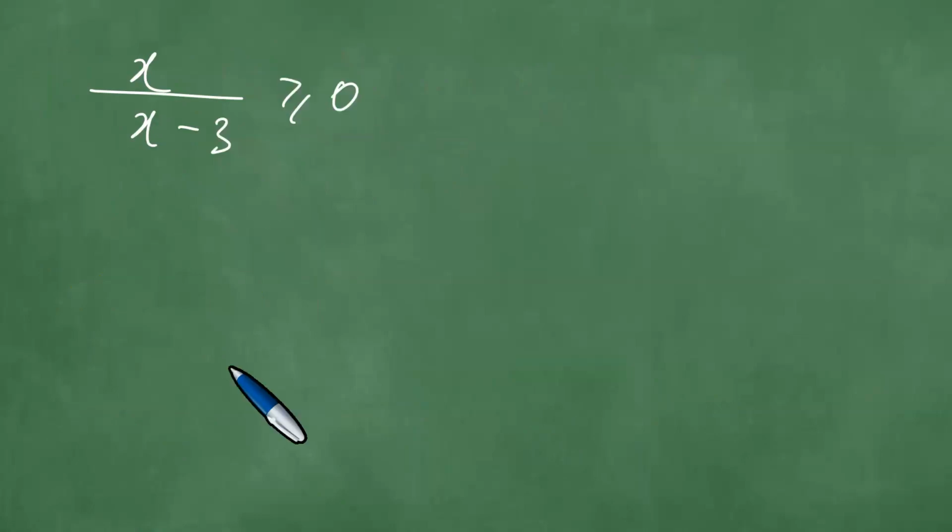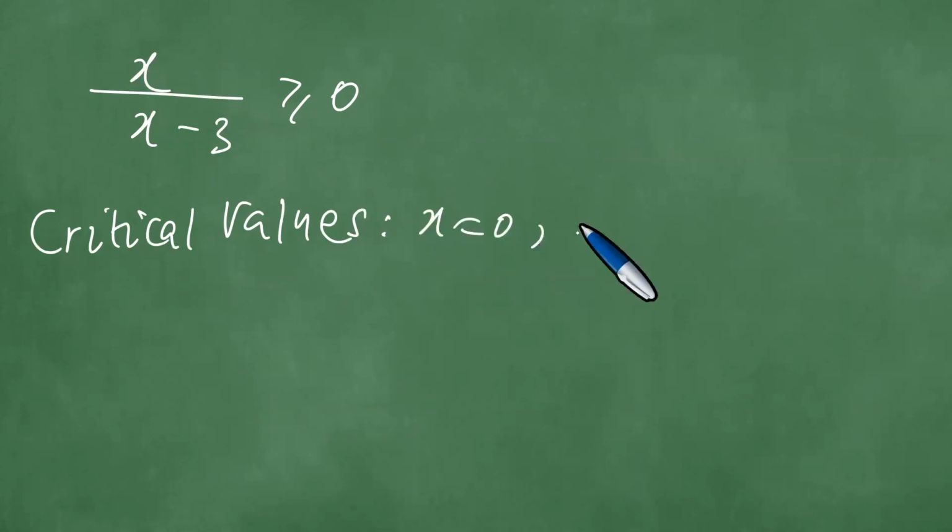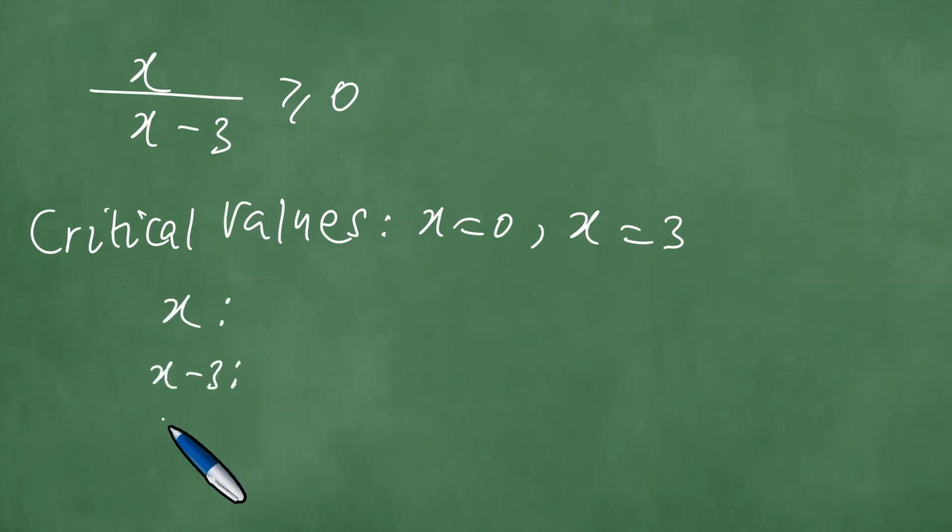What do we then do here? Anyone? Okay, we need to solve for x here. So we must get the critical values. And the critical values, where do they occur? They occur when the numerator is 0, or when x is 3. In which case, we put x and then we put x minus 3 here and we draw our number line like this.